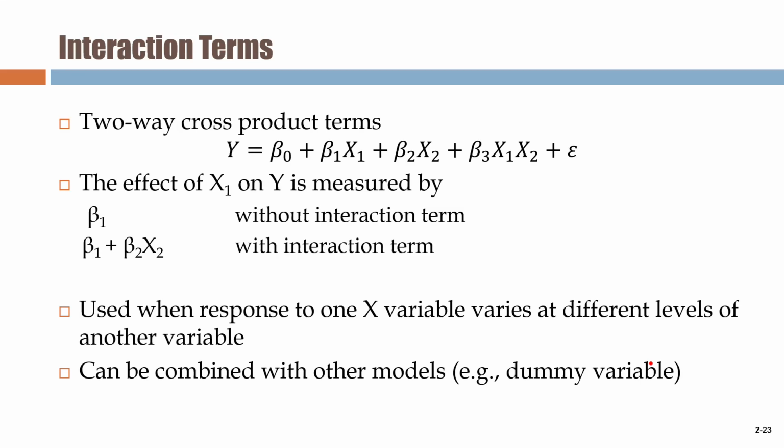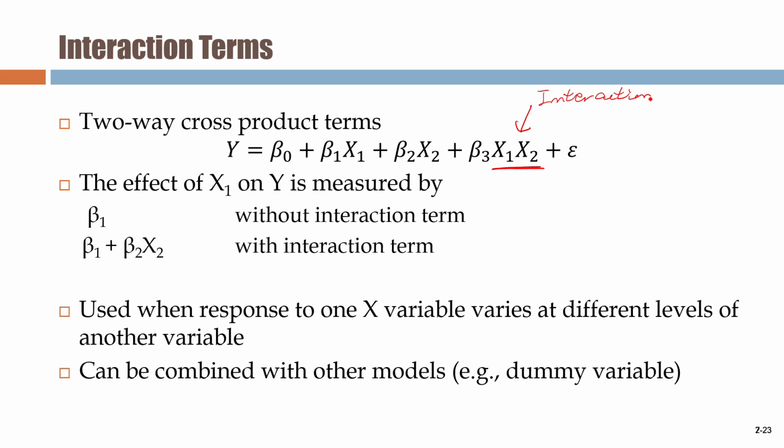Interaction term. We have already seen the interaction term in the categorical variable. This is what we call the interaction term, right? So x1 and x2, x1 times x2. We need the interaction term when the effect of x1 is different when x2 exists or when x2 doesn't exist.